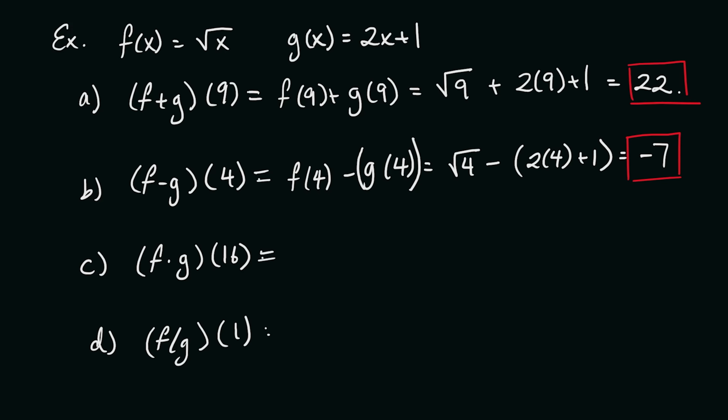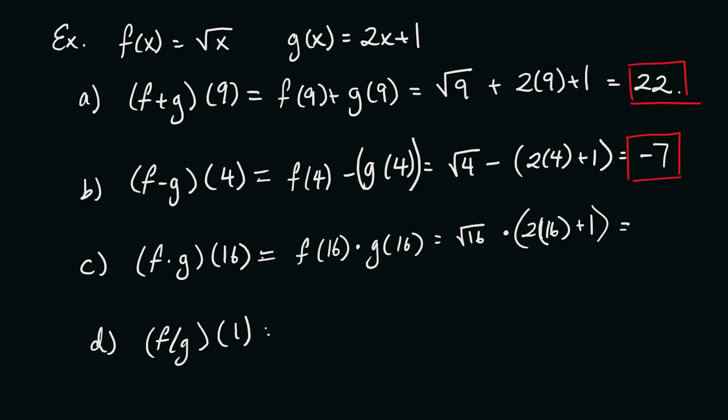Now for the next one, we're going to use the product rule here. So f of 16 times g of 16, right? So that's just equal to the square root of 16 times 2 times 16 plus the 1. Now, we have to put the parentheses there. Remember, I almost forgot to put the parentheses there, but we have to, okay? That is equal to 4 times 2 times 16, 32, plus 1, which is 33, times the 4, so that's 132. Alright? That's 132.